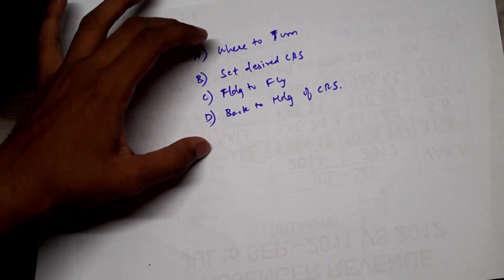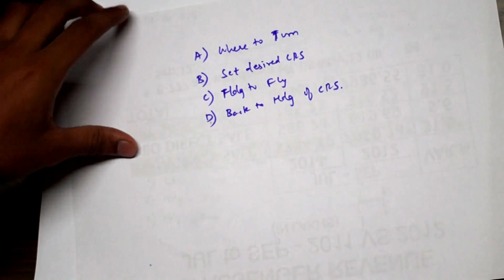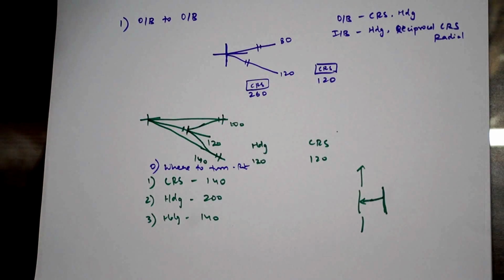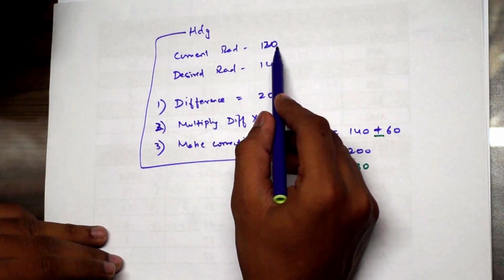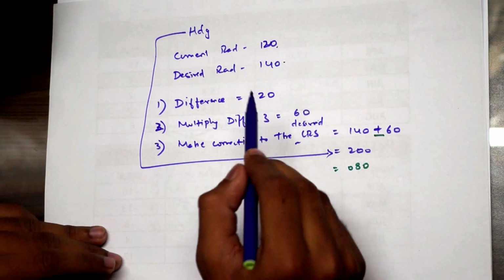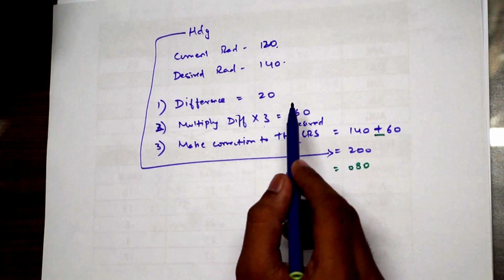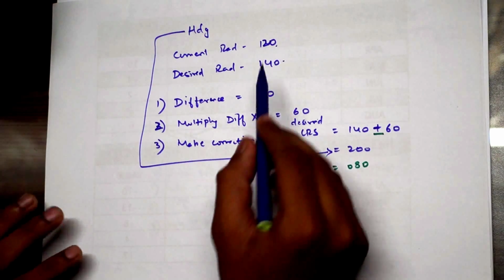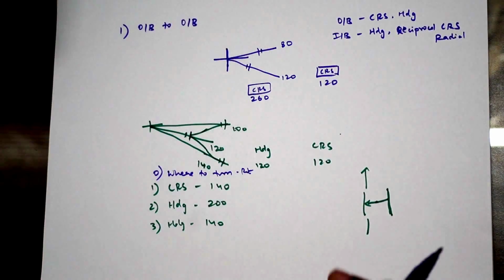These 4 steps can be followed on all the radial interception patterns, and I'll even show it to you again and again. The standard procedure I have already laid down: current radial, desired radial, the difference between them is 20. Multiply the difference by 3, so 20 into 3 is 60, and make correction to the desired course. Desired course is 140 plus or minus 60 depending on which side you want to turn. Okay, so now we'll discuss inbound to inbound.